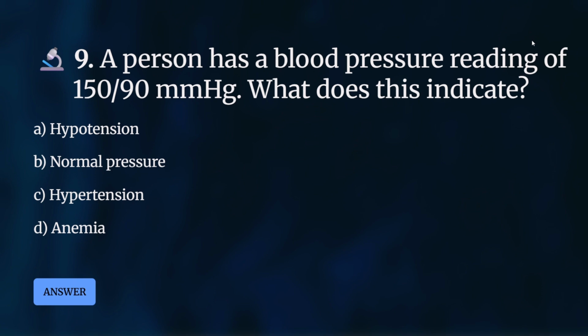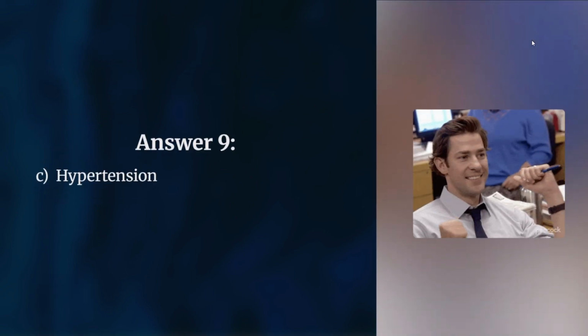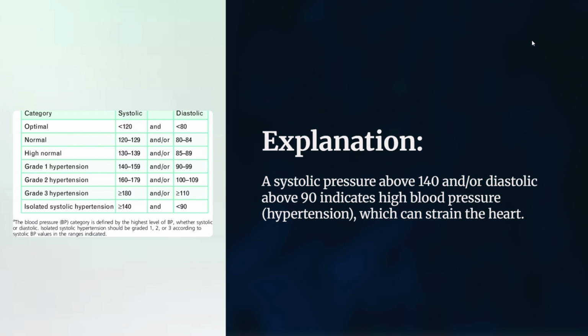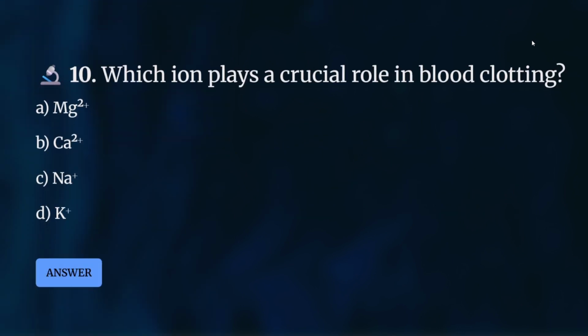Question number 9. A person has a blood pressure reading of 150/90 millimeters of mercury. What does this indicate? Hypotension, a normal pressure, hypertension, or anemia? So this blood pressure reading indicates hypertension. A systolic pressure above 140 and/or diastolic above 90 indicates high blood pressure, which is hypertension, which can strain the heart.